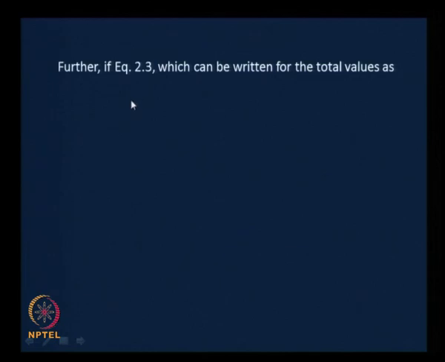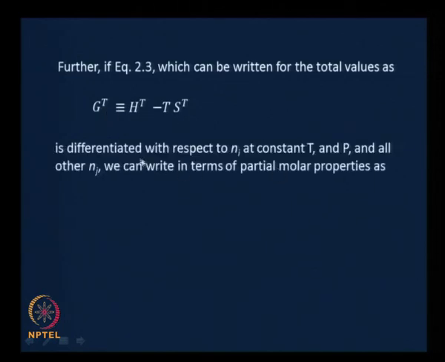Further, equation 2.3, which can be written for the total values as G_t equals H_t minus T S_t, is the definition of Gibbs free energy, and we are writing this for the total values, not for a single mole. If this is differentiated with respect to n_i at constant T and P and all other n_j's, we can write in terms of partial molar properties G_i^t hash equals H_i^t hash minus T S_i^t hash.